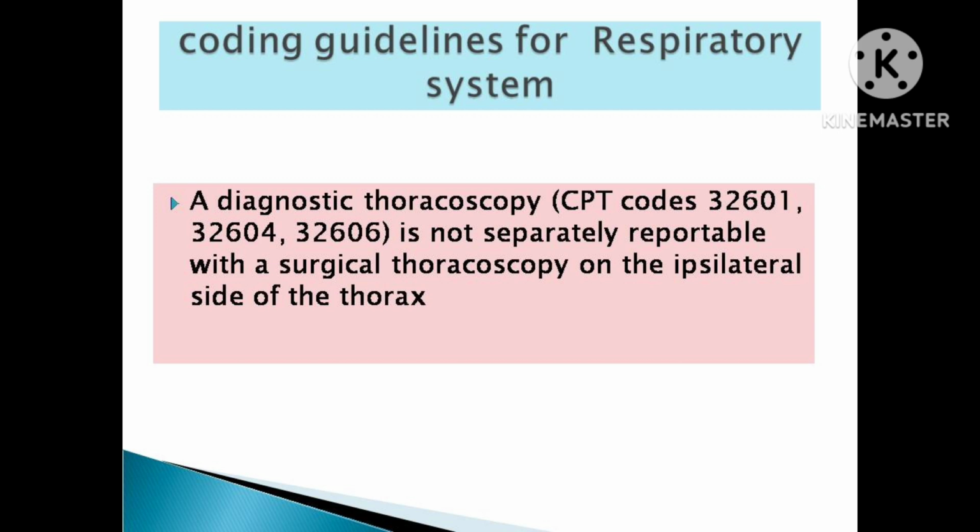Then next point is diagnostic thoracoscopy. CPT codes are 32601, 32604, 32606. These codes cannot be reported with surgical endoscopy on the ipsilateral side of the thorax. If it is the contralateral side, surgical and diagnostic thoracoscopy, then we can bill it. If it is the ipsilateral side of the thorax, we cannot bill diagnostic thoracoscopy with the surgical thoracoscopy.